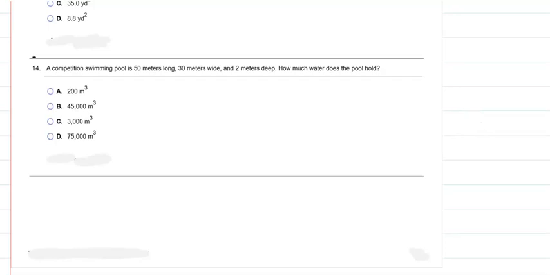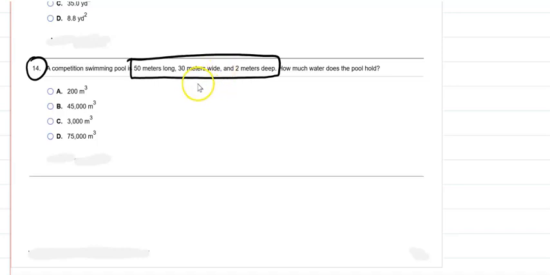Question number 14. A competition swimming pool is 50 meters long, 30 meters wide, and 2 meters deep. How much water does the pool hold? Looking at the dimensions of this pool, this is a rectangular solid, which we also call a box. So 50 meters is the length, 30 meters is the width, 2 meters is the height, which is how deep it is. So L is 50, W is 30, height is 2.